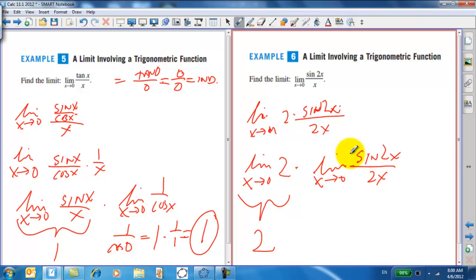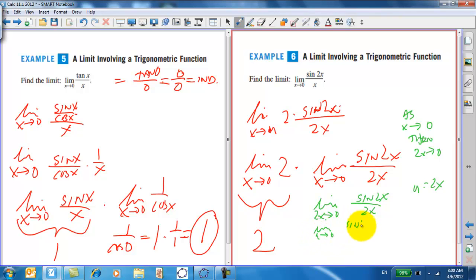But here we can reinterpret this and say, consider as x goes to 0, then 2x will also go to 0. So we can look at this as the limit as 2x goes to 0 of the sine of 2x over 2x. This is allowed. And now we can think of this as a u substitution. If you let u equal 2x, now you have the limit as u goes to 0 of the sine of u over u, which is the same limit as you used over here. And that's equal to 1. So we get 2 times 1, or 2.